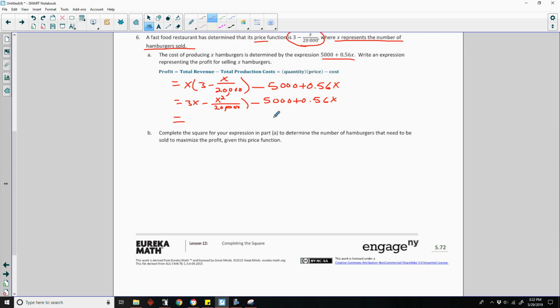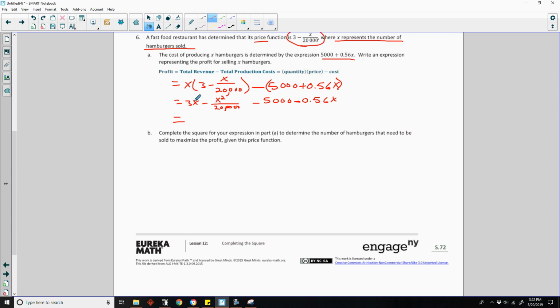And I don't need this parentheses here. Okay, so I have 3x here, I have plus 0.56x there, or minus, it's not plus, it's minus, because it was in parentheses. I should have had this in parentheses here, and when I distribute, this would be minus. Just have to be careful with our distribution, all right? So we're subtracting the cost equation. That's got to be put in parentheses and distributed.